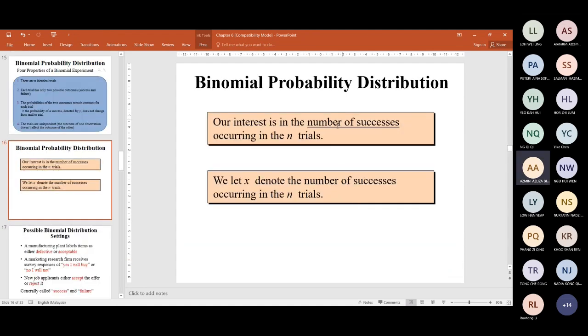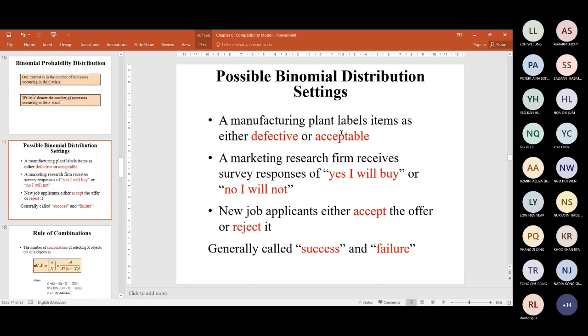Our interest is the number of successes in the n trials. So we use X to denote the number of successes in the n trials. You see the notation we use here: we have n trials and we use X for the number of successes. So we have X and n here.